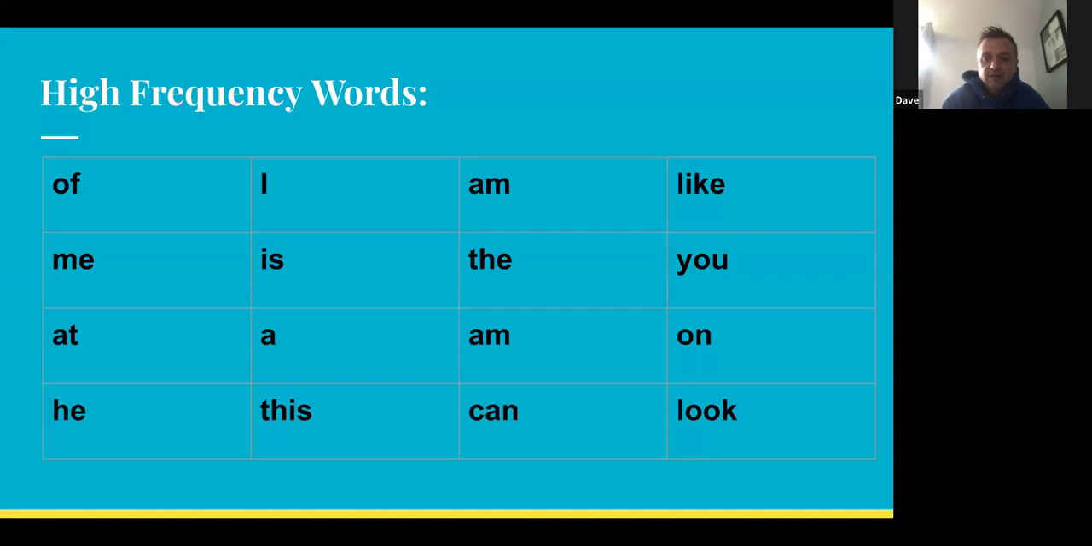This, can, and love. So make sure you go over these words. If you can read them, you can say them. The same with the sounds. Practice where your tongue should be and practice where your teeth should be and your lips.